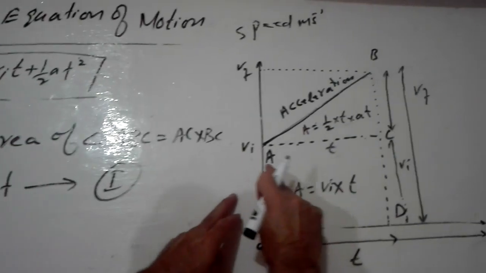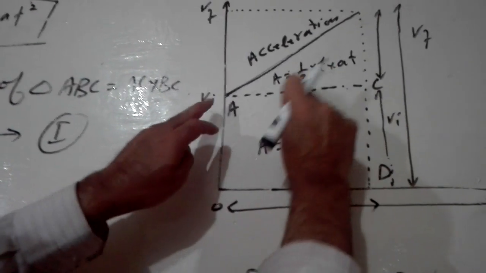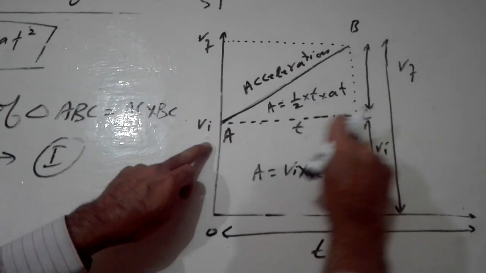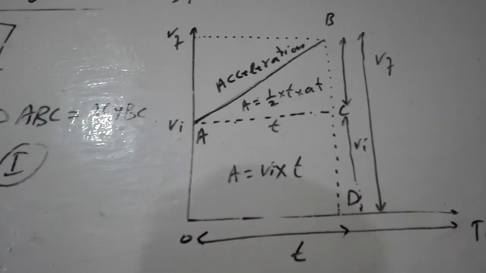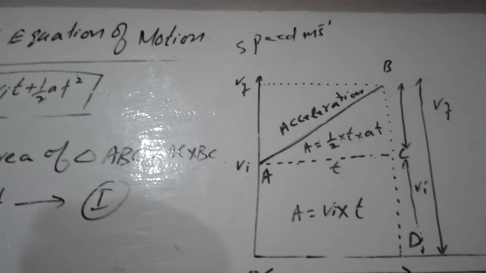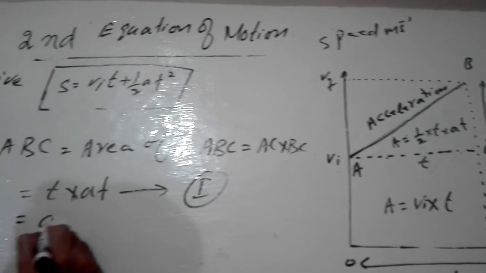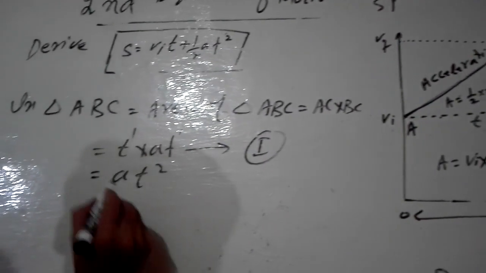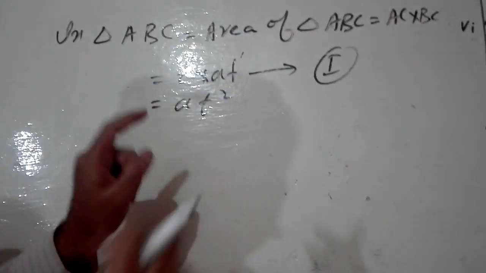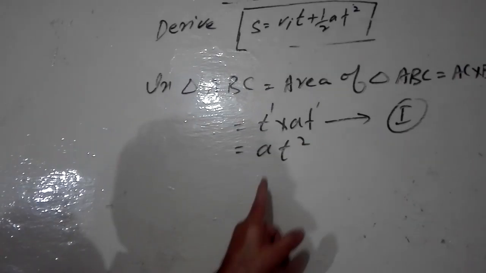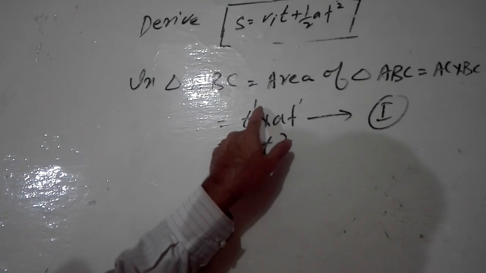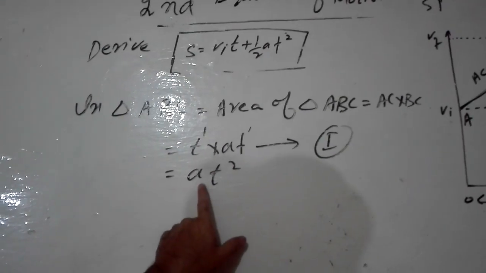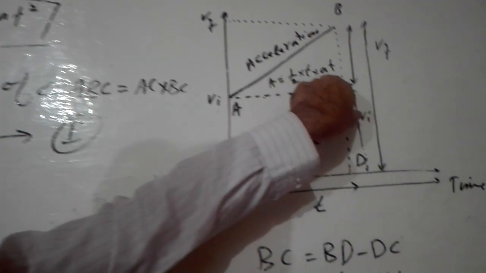Now the area of the second figure, the rectangle. Firstly, I have found the area of this triangle, that is T into AT. If I simplify it, I can write it as AT square. Clearly, when variables with power 1 are multiplied, their powers are added. So 1 plus 1 gives you 2. So AT square is the area of this triangle.